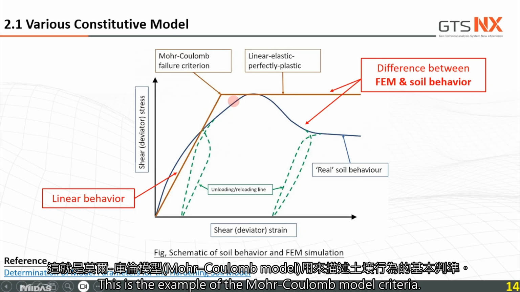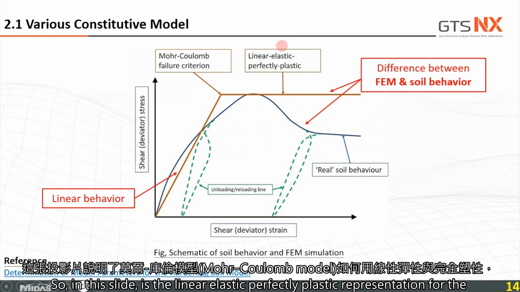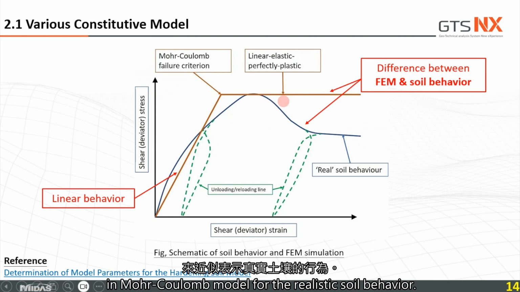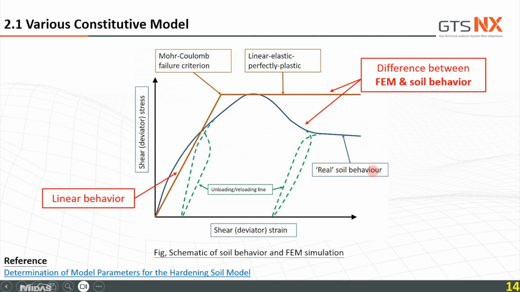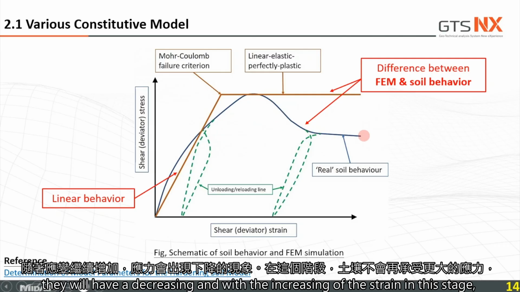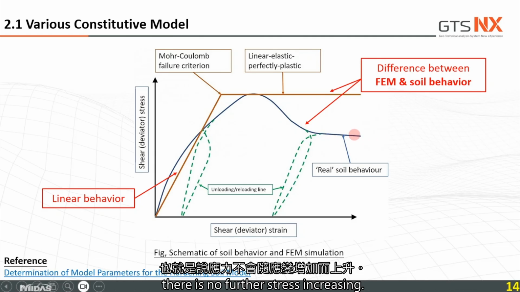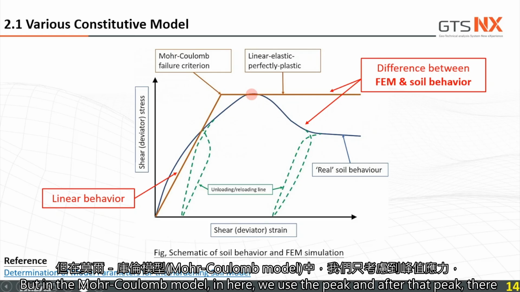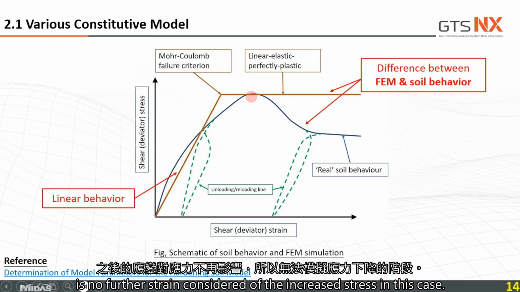This is an example of the Mohr-Coulomb model's failure criteria. So this slide is the linear elastic perfectly plastic representation in the Mohr-Coulomb model for realistic soil behavior. In this case, it's the difference from real soil. After the peak, real soil will have a decrease, with the strength increasing in this stage, there is no further stress increase. But in the Mohr-Coulomb model, we use the peak, and after that peak, there is no further strength of the stress considered in this case.